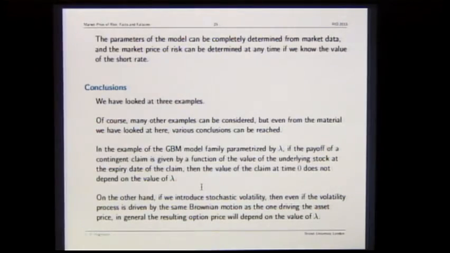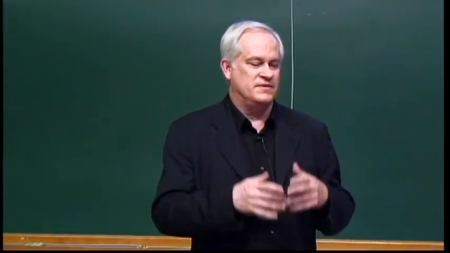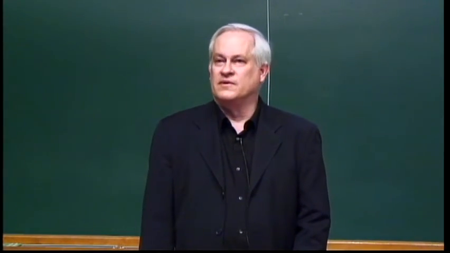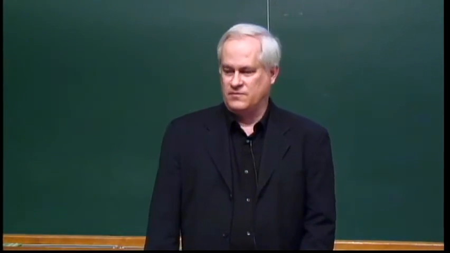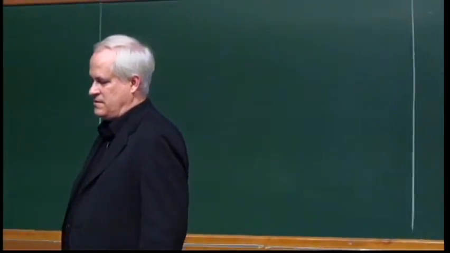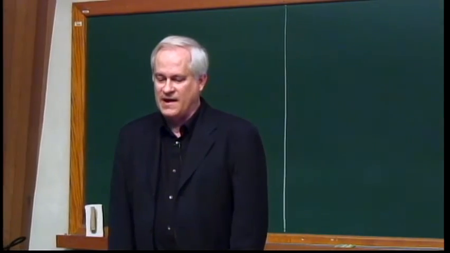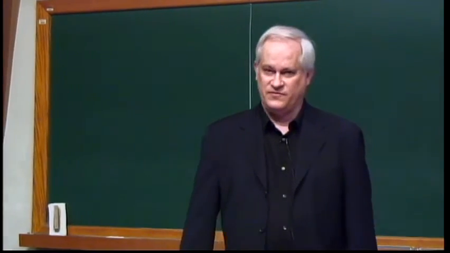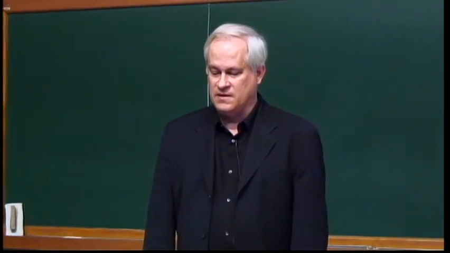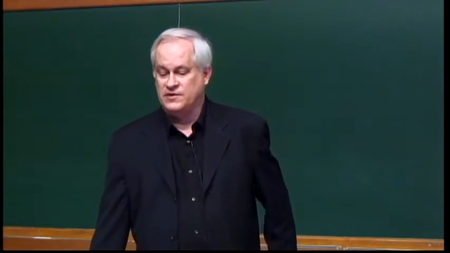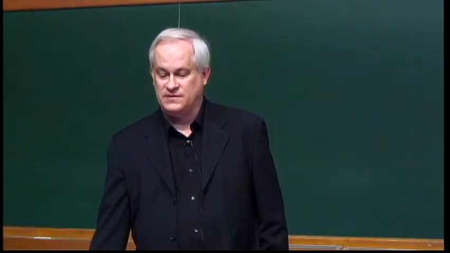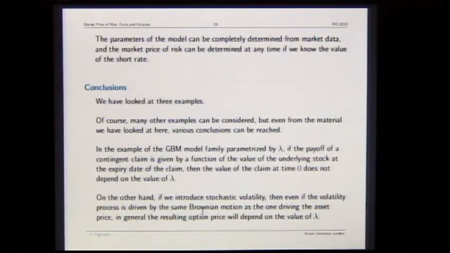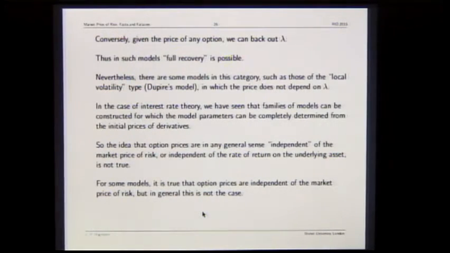This, of course, is well known, but somehow it has crept into the minds of many people in the community, particularly in the practitioner community, I think, to formulate the idea that somehow option prices in general don't depend on market price of risk, or more generally on risk preferences. But this is not true. So in particular, if we introduce a stochastic volatility model, then even if the volatility is driven by the same Brownian motion as the one that's driving the asset, in general, the resulting option price will depend on the value of lambda. And conversely, we have recovery.